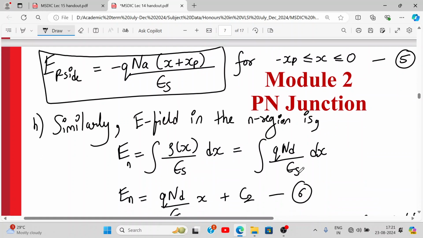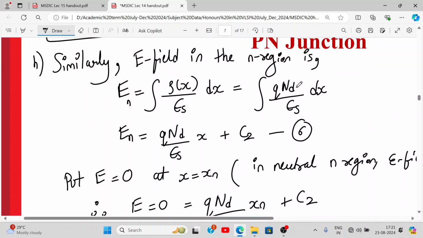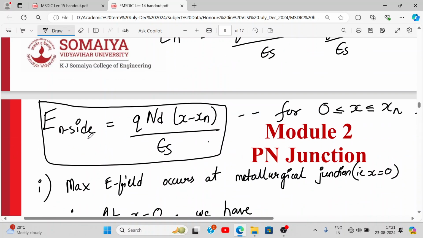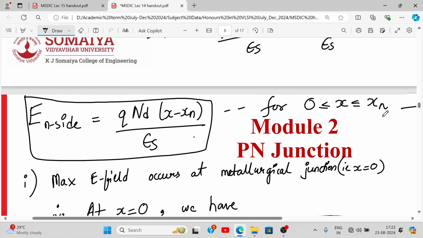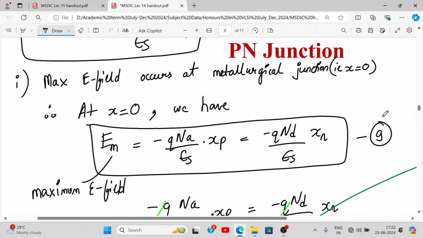Similarly, the electric field in the N region will be the same analysis we'll do. Now we substitute Q and D. So we get En, the electric field at the N side, will be Q and D, write this down, X minus Xn upon epsilon S. This is valid going from 0 to Xn. Written? All right.